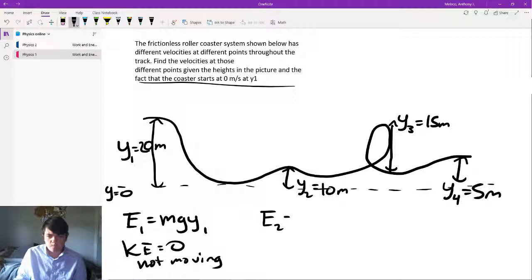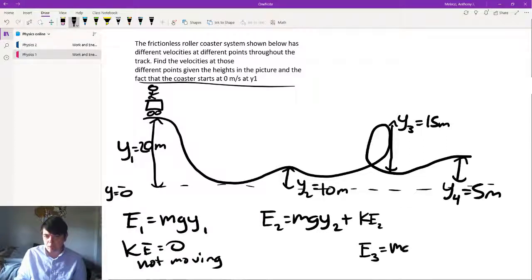Now this particular one, E2, has mgy2, and at E2 it will have a kinetic energy. Because at this point, if it's dropping, I forgot to actually draw the actual coaster. There you go. If it's dropping here, it will have a velocity by the time it gets here, here, and here. It will have a velocity beneath 20 meters. If it's 20 meters high again, it will not, because it's using all of its energy to be that high, right? Because this is the only energy in the system. So E2 will have a kinetic energy, we'll just call it KE2.